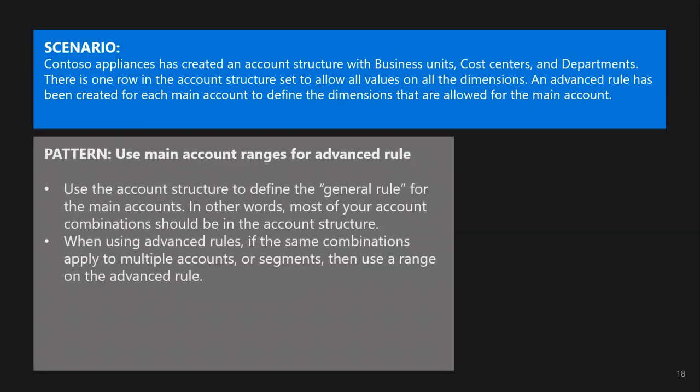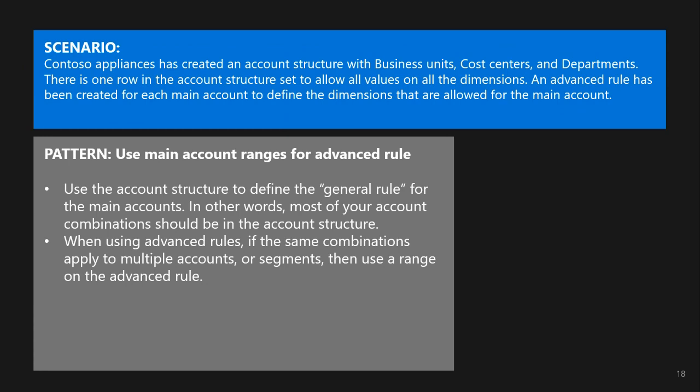We should use main account ranges for the advanced rules and not have so many rules. Almost all the rules for account structures also apply to advanced rules. So you definitely do not want to have an advanced rule for each main account. And like I said, if it's the same pattern and it can't be compressed, then you probably need to take a look at why not.